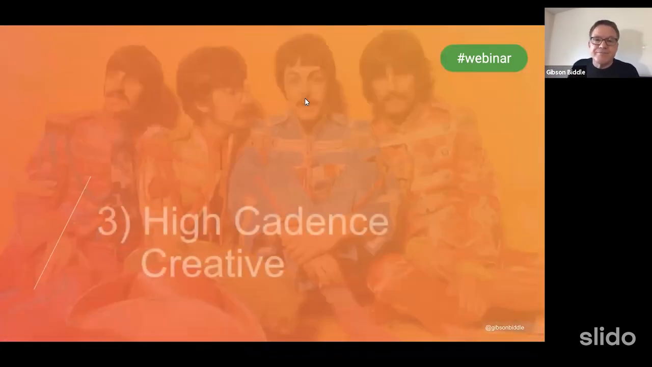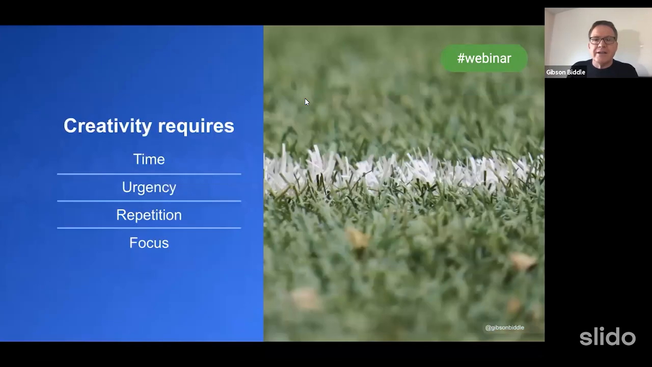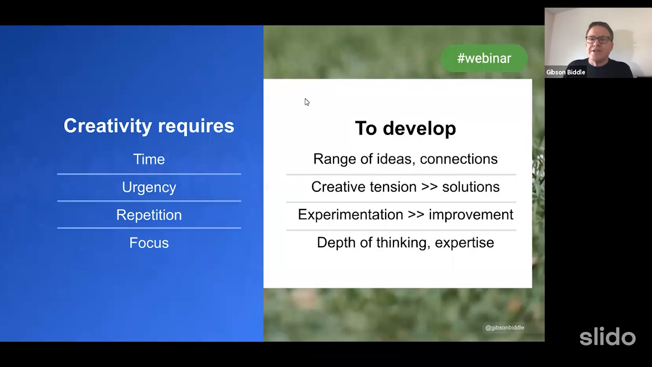All right, so this is a really simple one. The Beatles really had 13 years of high cadence creative work. So I just want to share a little model that I've been thinking about for the last 5 years. Creative work requires these four things. And you'll notice I made it spell TURF, okay? I was hoping that you would remember it because it spelled something. And what I mean by each of these forces is that with time, you get to explore a range of ideas and connections between them.